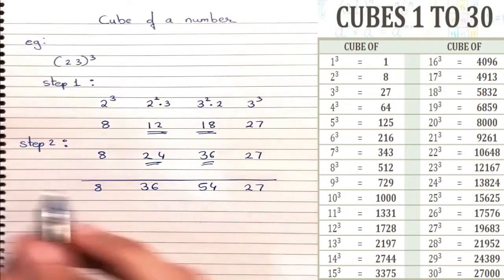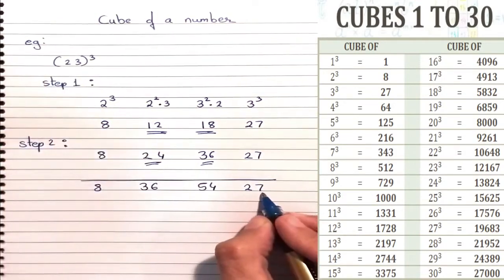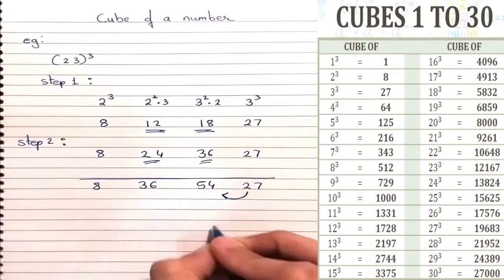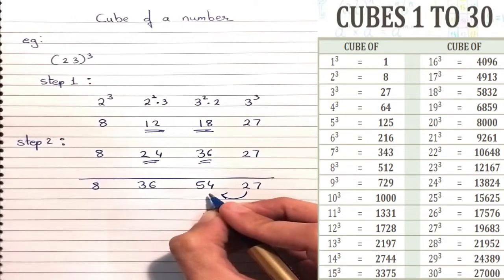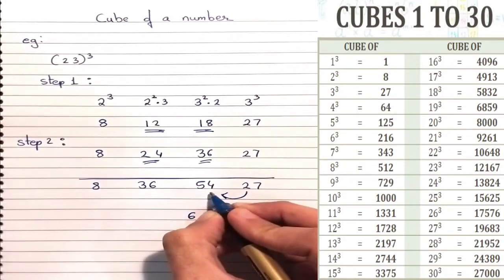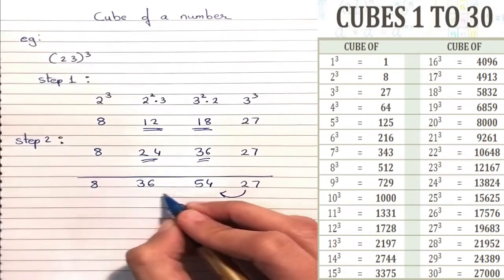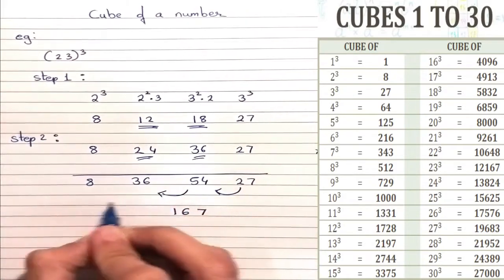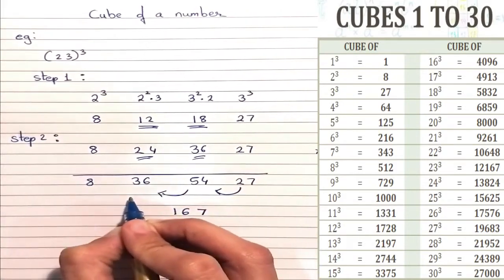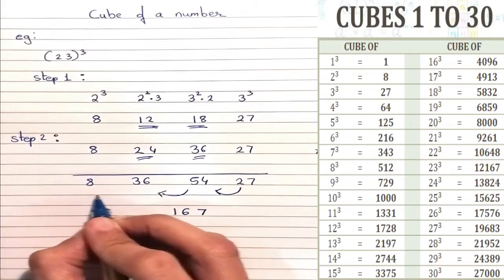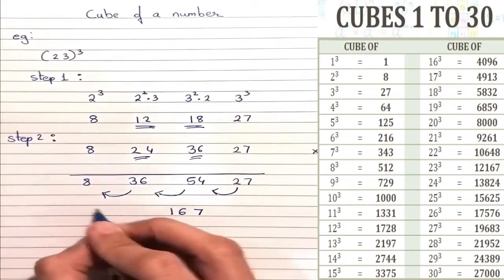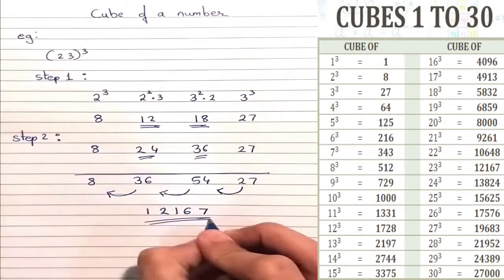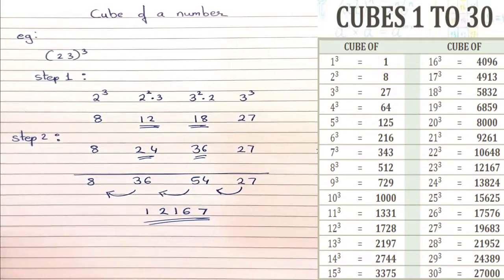That's it. Now we just have to add these numbers. Since it is a 2-digit number, we'll take one digit and carry over the other. So 7 stays as it is and 2 will get carried over to 54. Now 54 plus 2 is 56. So 6 remains as it is, 5 gets carried over. 36 plus 5 is 41. So 1 stays and 4 gets carried over. So 8 plus 4 is 12. So our answer is 12167.